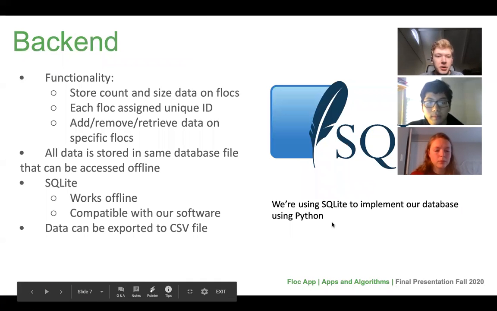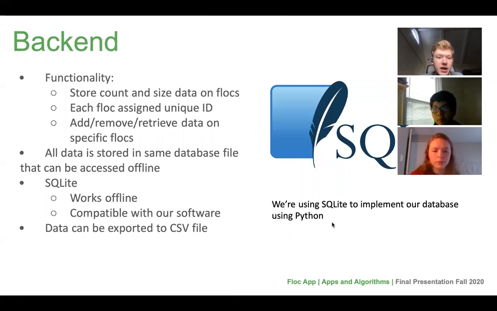All right, and like we talked about earlier, we have a backend using SQLite, and effectively it's just a database that stores the count and the size for each flock and uses a unique ID for each Floc image. You can add, remove, or retrieve data for all the different Flocs. And it's all stored offline in one single database file. The reason we chose SQLite is because it works offline and it works really well with Python and PyQt, which are our software. You can also export it to CSV if you prefer.